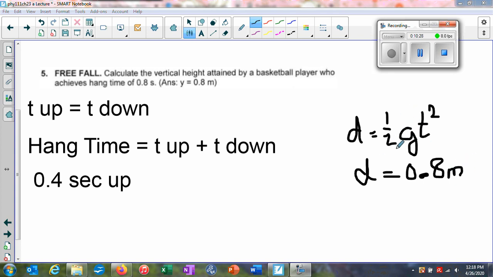So 1/2 of g is 5 times t squared. I will get 0.8, and my unit is going to be meters. So this person has jumped 80 centimeters into the air, or 0.8 meters.